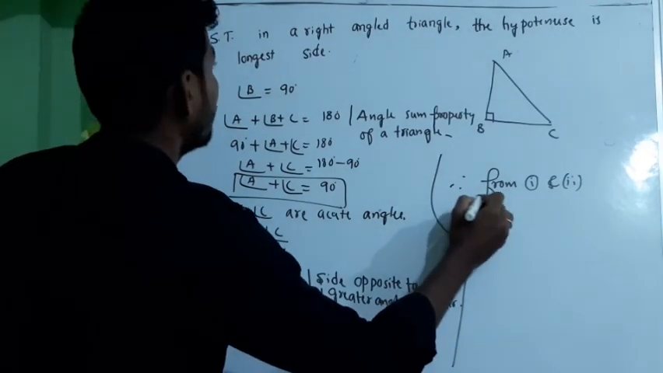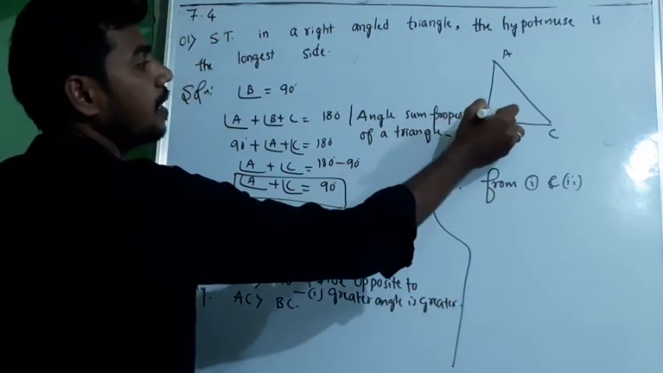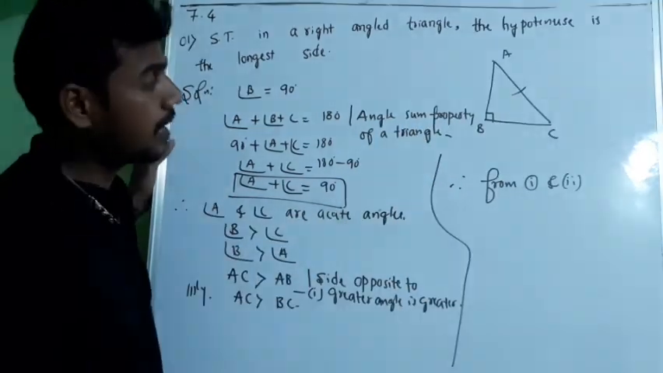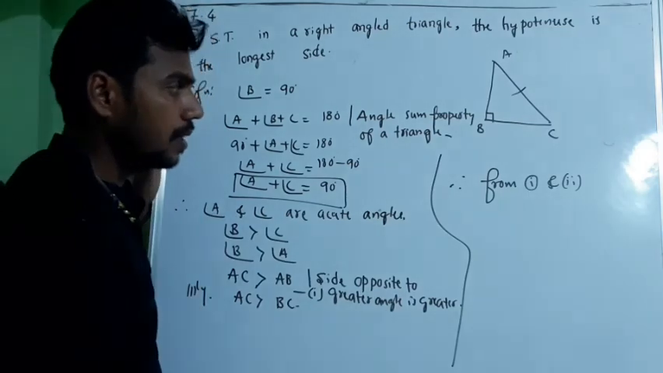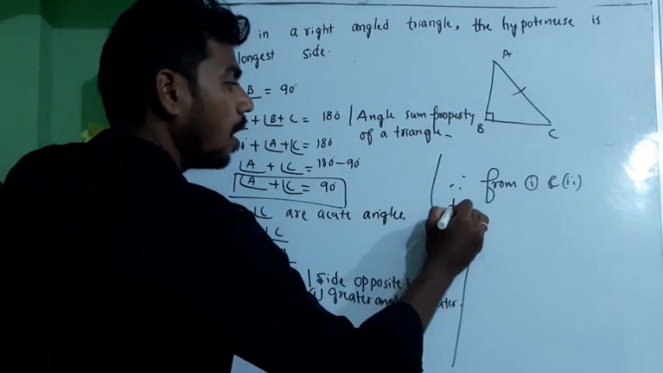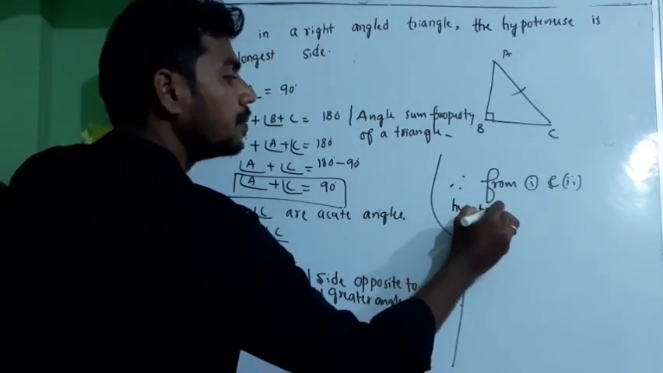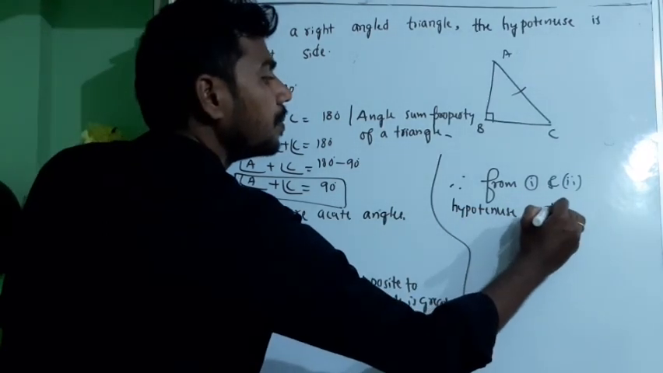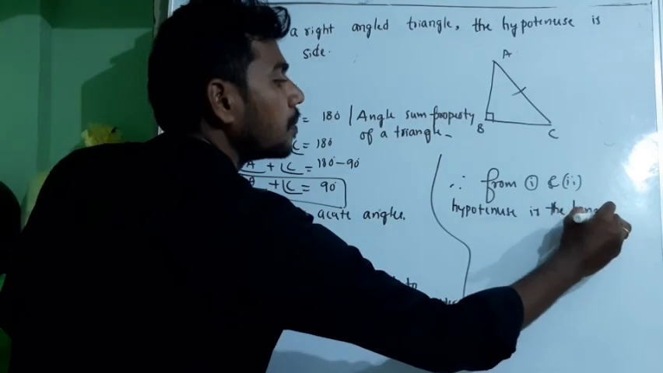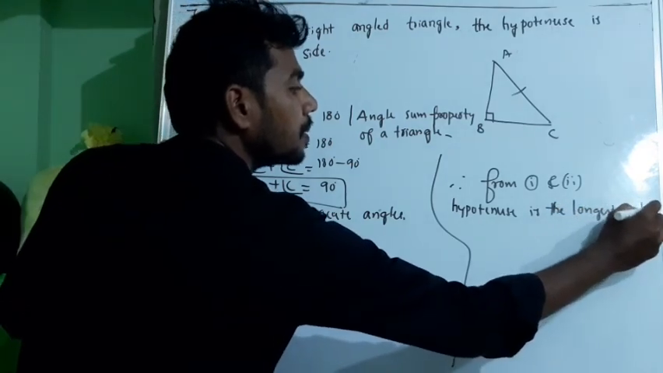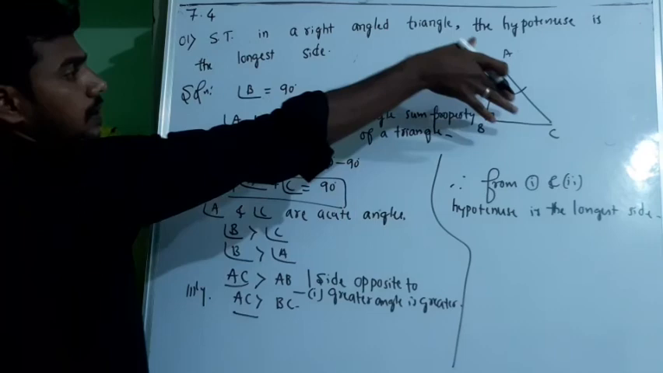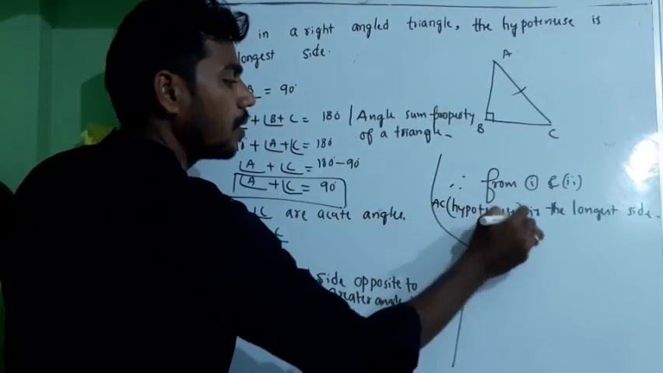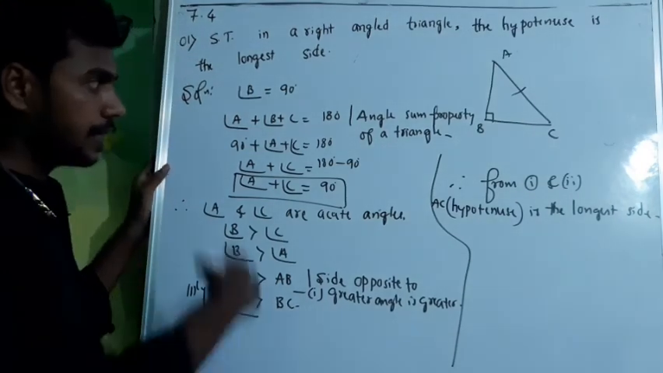AC is, see, the side opposite to the right angle is hypotenuse. Therefore, hypotenuse is the longest side. See, AC is nothing but hypotenuse. So from 1 and 2, AC, the hypotenuse, is the longest side. Please note this down.